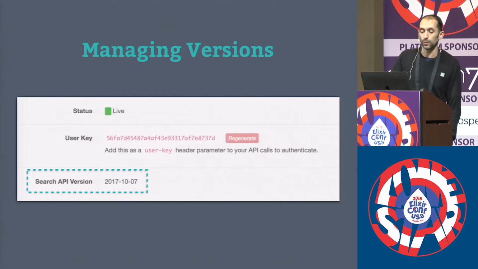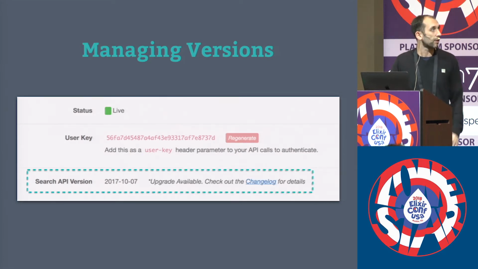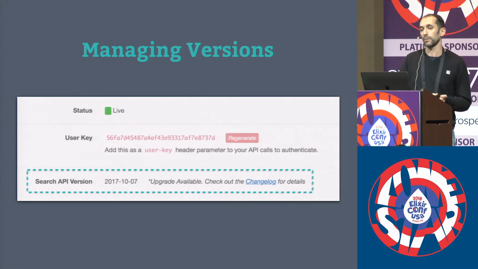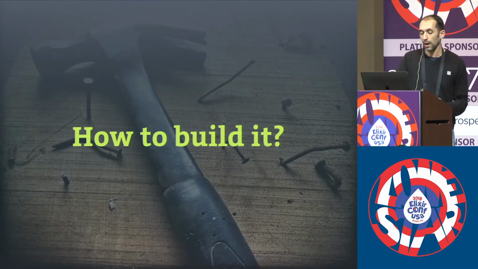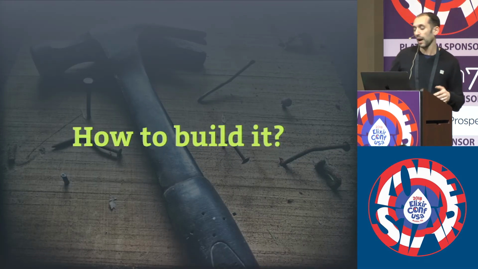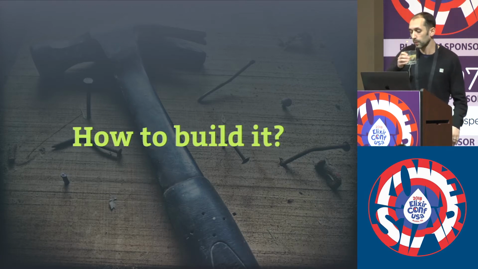If they want to change versions, they can take a look at their developer portal, see what version they're on. If there's an upgrade, they're notified. They can take a look at the changelog and see what is necessary to change between their version and this version. And they can simply upgrade through the portal. OK, so that's the general idea. How do we actually put this into practice?